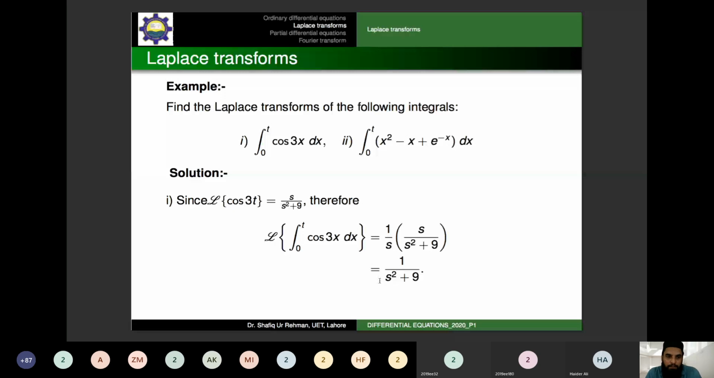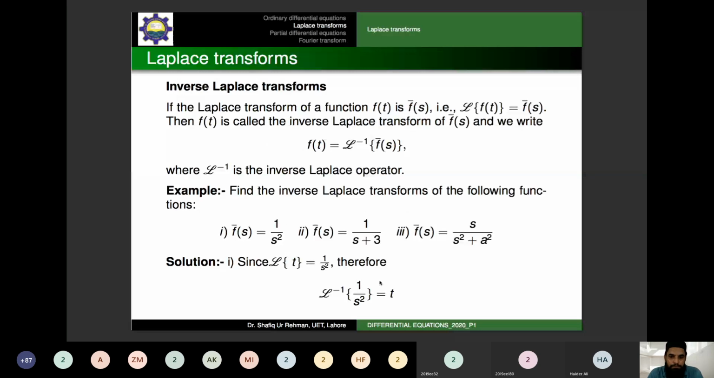Now the final component, before we move on to initial value problems, is the inverse Laplace transform. It's a pretty simple idea. If you have an idea about the foundation for the Laplace transform of different expressions, the inverse is going to be the other way around.